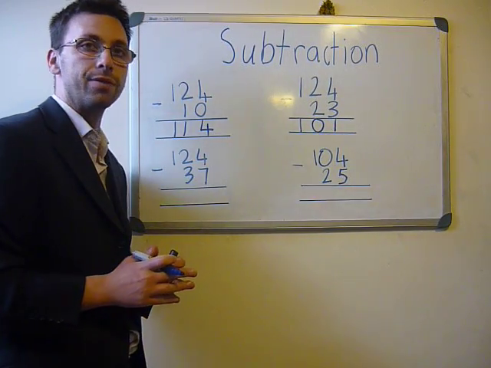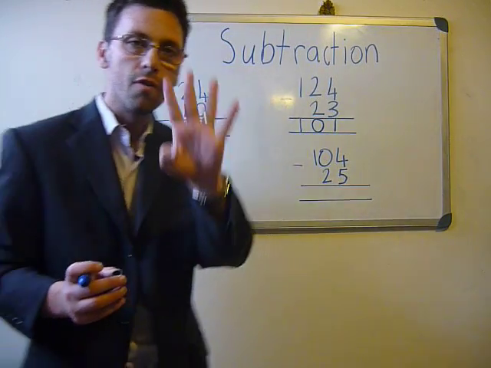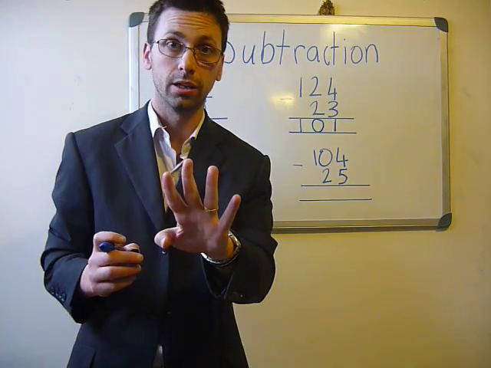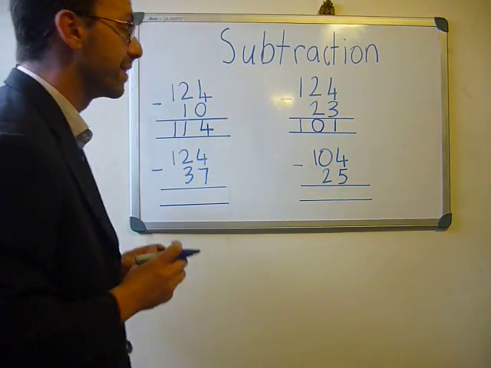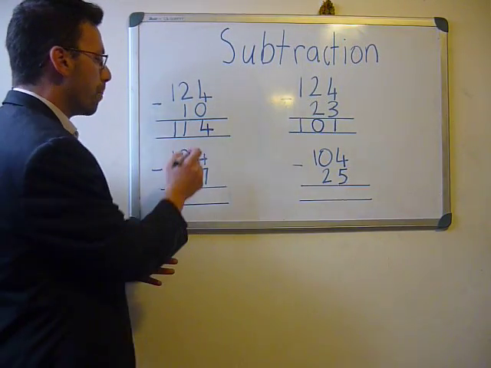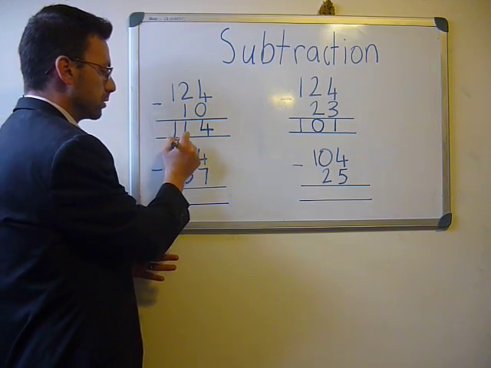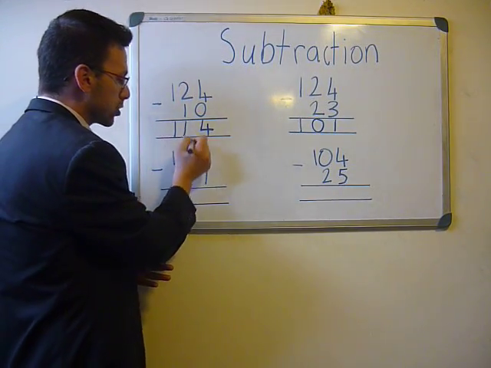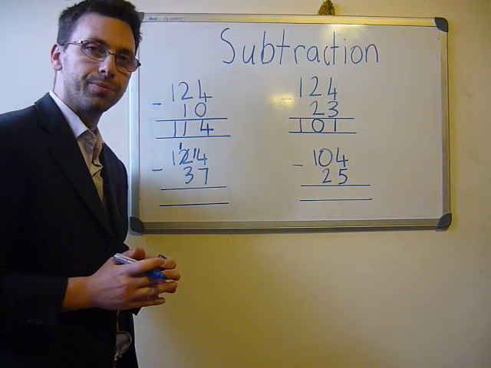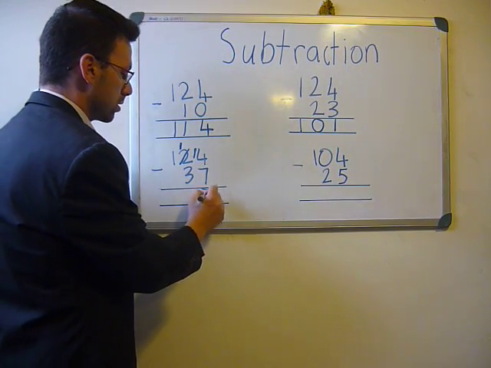4 minus 7. We can't do. If you have 4 fingers, you can't take away 7 fingers. You don't have any. So we need to borrow from the tens column. 4 minus 7 you can't do. Borrow from the tens column. You put this 2 to a 1 and pass this 10 to the units. So now it's 14. 14 minus 7 equals 7.